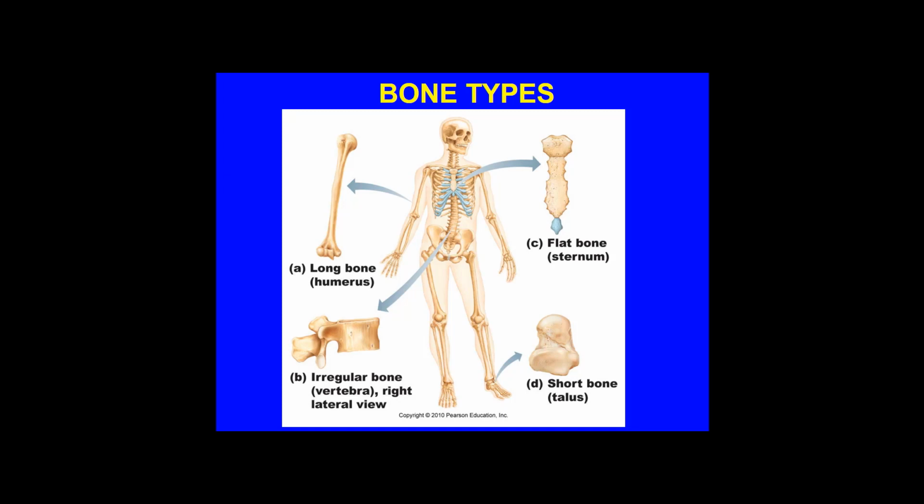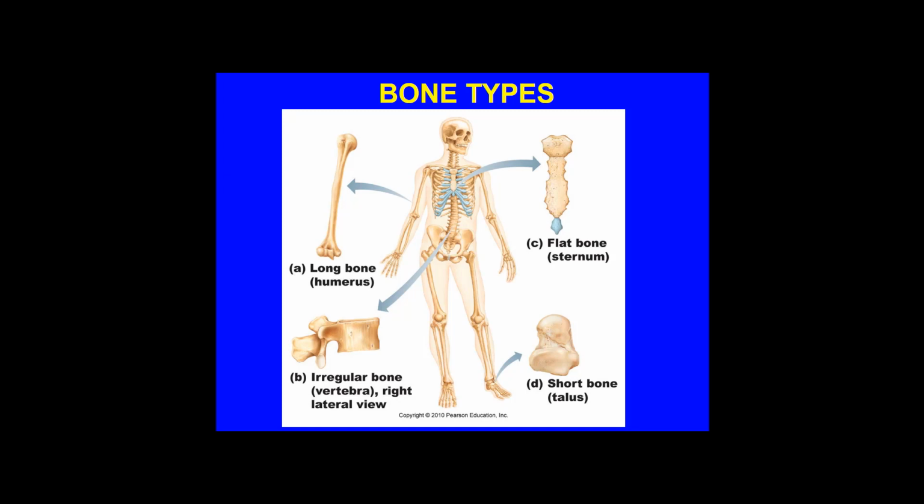You have long bones, such as the humerus. The bones are longer than they're wide. They usually consist of a shaft and two ends. All bones in the limbs, except the patella, wrist, and ankle bones, are long bones. Short bones are roughly cube-shaped. Examples are the wrist and ankle bones.